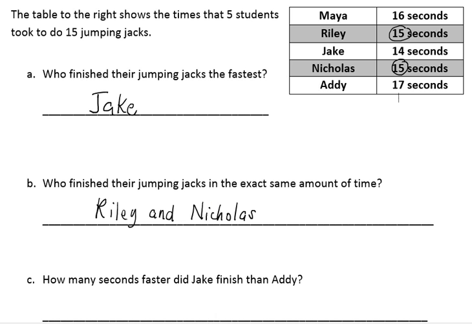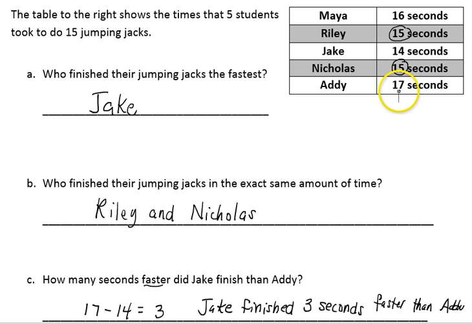Now, how many seconds faster did Jake finish than Addie? Well, Jake finished in 14 seconds. Addie finished in 17 seconds. So if I look at the difference between 17 and 14, we get 3 seconds. So Jake finished 3 seconds faster than Addie.